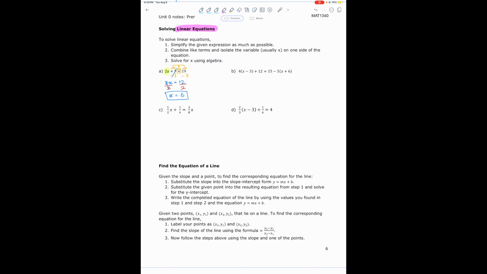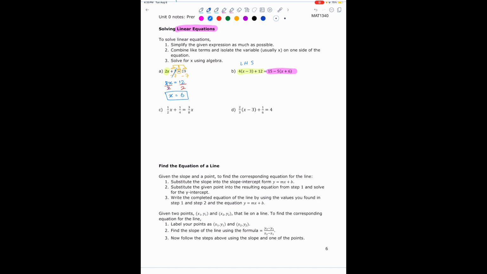Part B. You notice how we have a variable on both sides of the equal sign. So we need to simplify the expression on the left, and then we need to simplify the expression on the right. And then we need to gather all of the x's to one side and isolate the x and leave it by itself. So we're going to begin by simplifying the left-hand side.